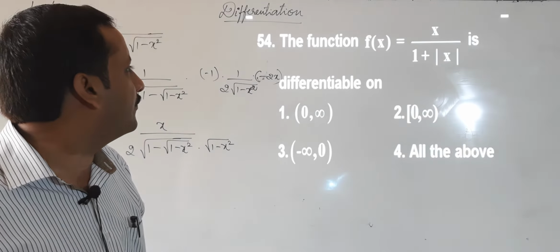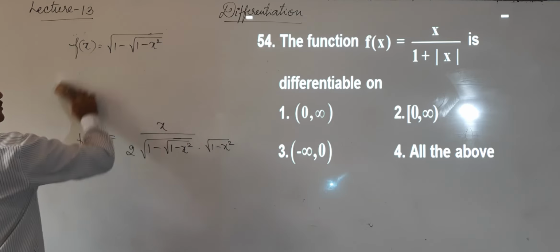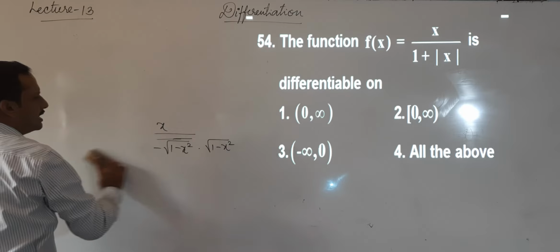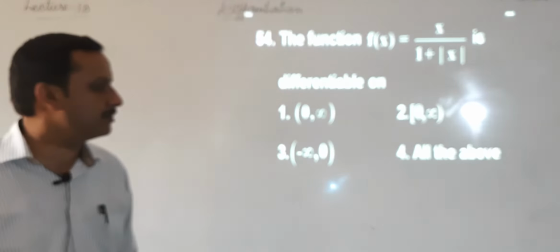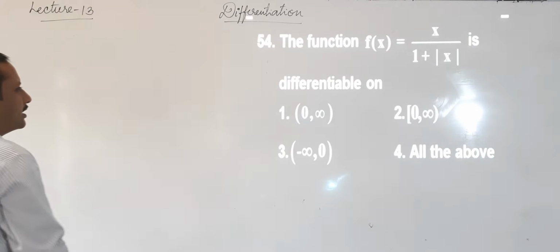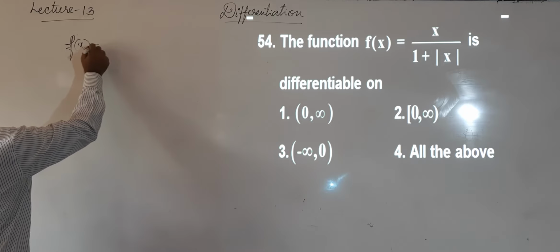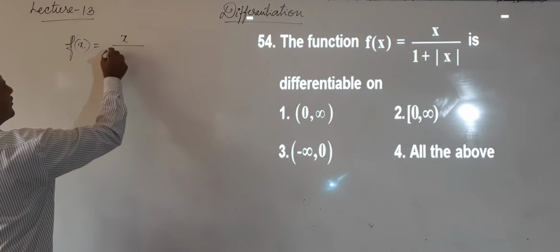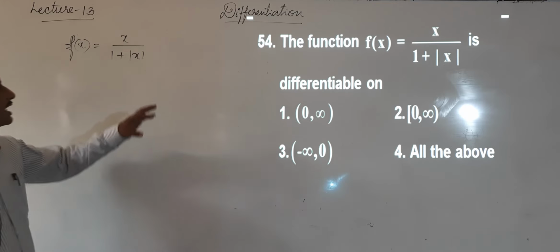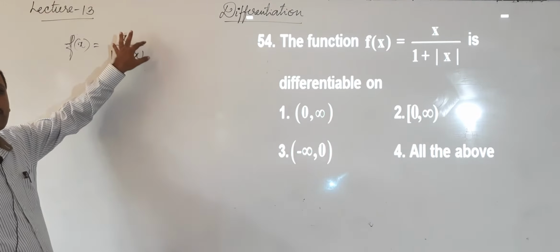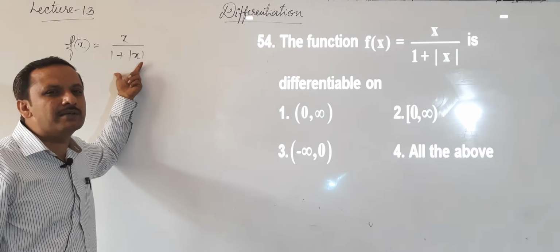Then 54th question. The function f of x is equal to x by 1 plus mod x is differentiable on which interval? That is what we want. So, they have defined the function as f of x is equal to x divided by 1 plus mod x. When you have a function of this kind, p of x divided by q of x, one thing that we need to check here is when the denominator will become 0.